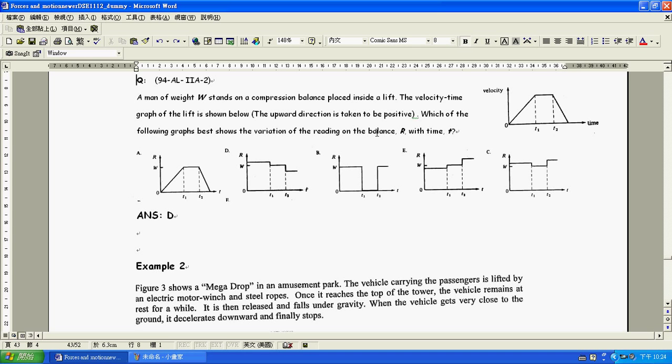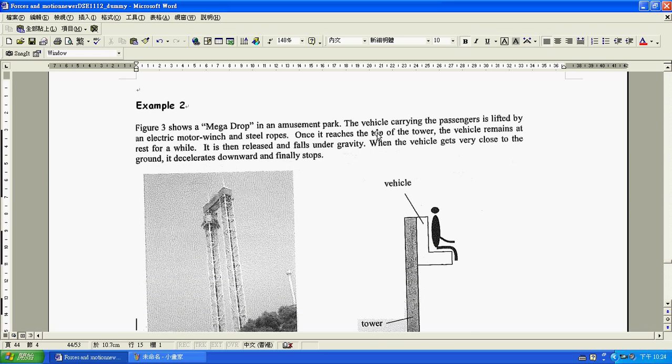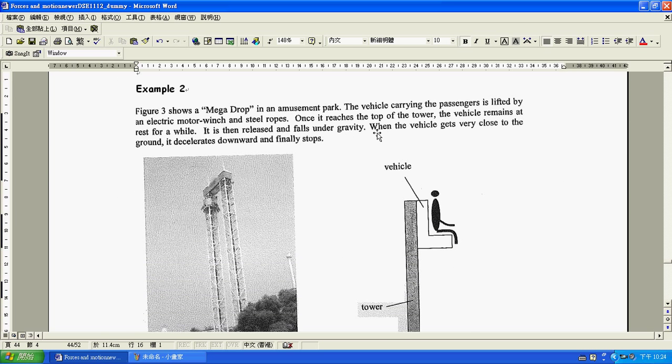We were here in the last video. Let's move on to example 2. Now it says that there is a game called Mega Drop, and there's a vehicle carrying passengers, driven by an electric motor and steel ropes. Let's see.